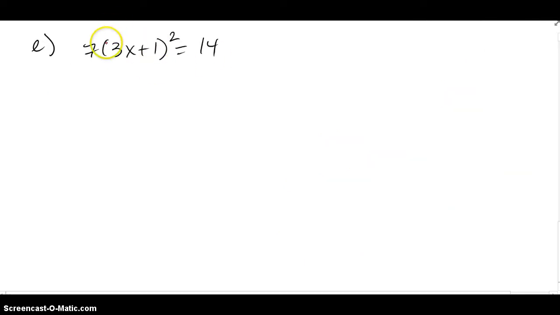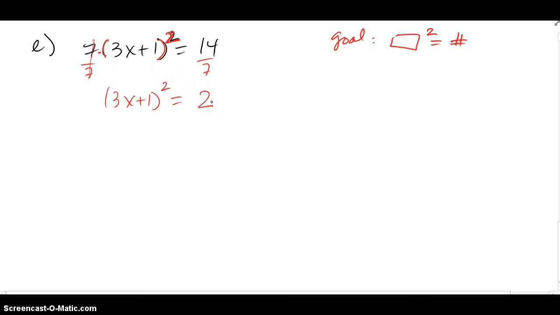Okay, solve this one by the square root property. Again, my eye is on the squared piece because I want to have this. So I'm going to divide by 7 because it's multiplied. That's going to give me 3x plus 1 squared equals 2. Now I'm ready to square root both sides. So I get 3x plus 1 equals plus or minus square root of 2.